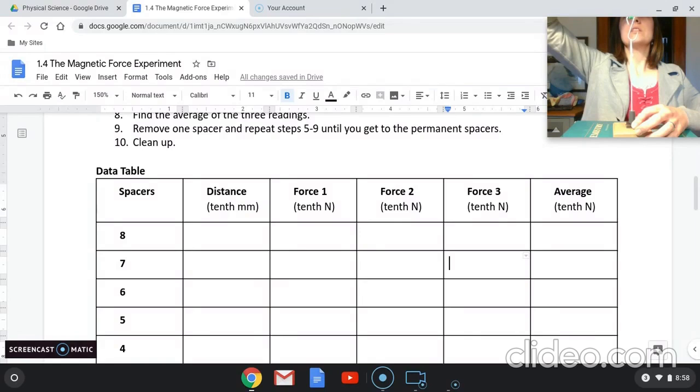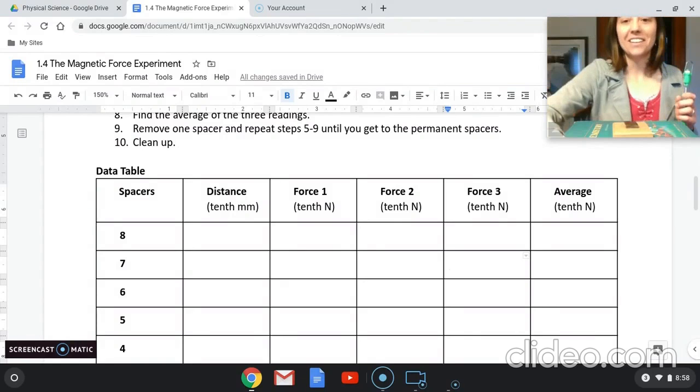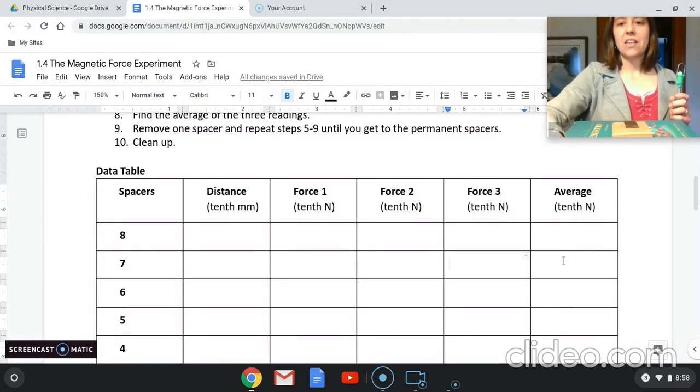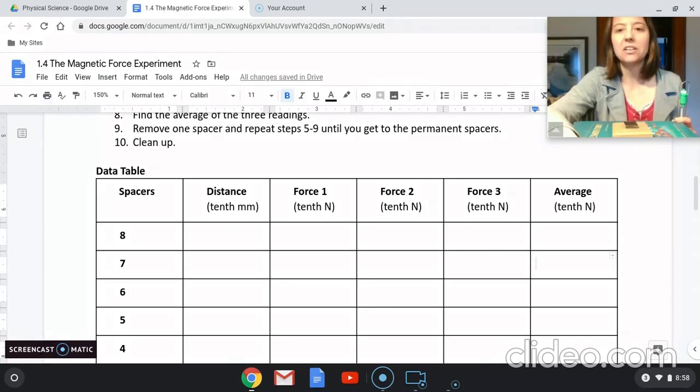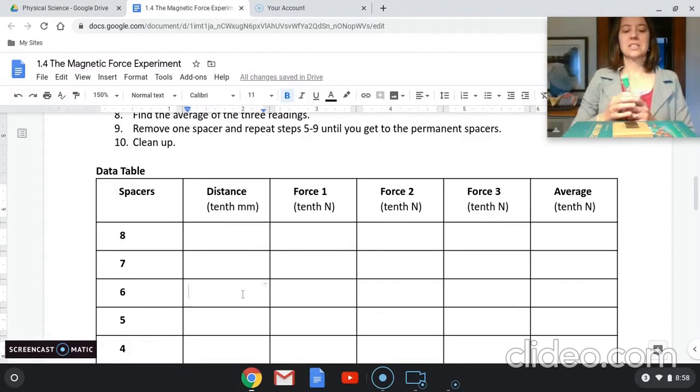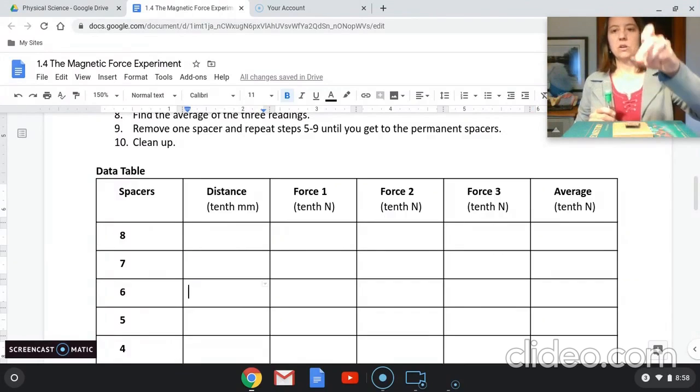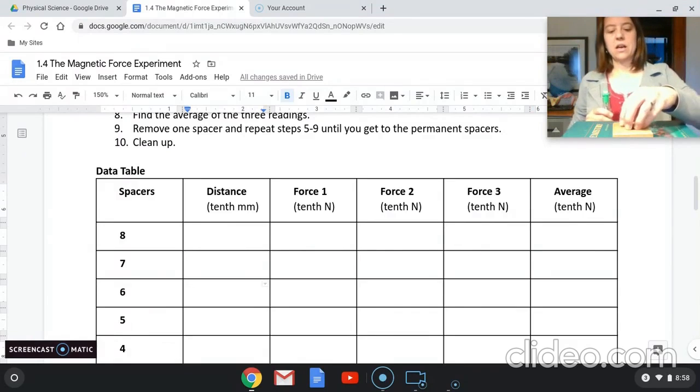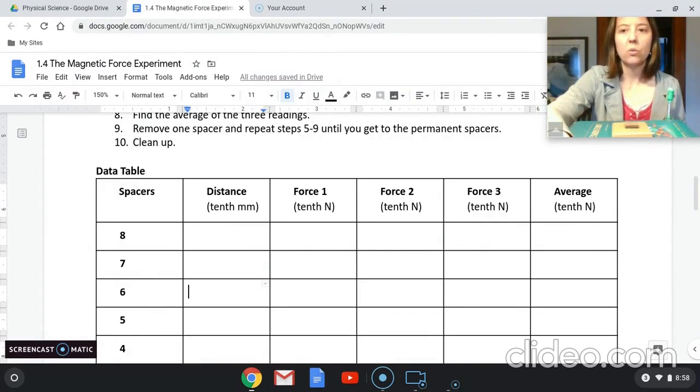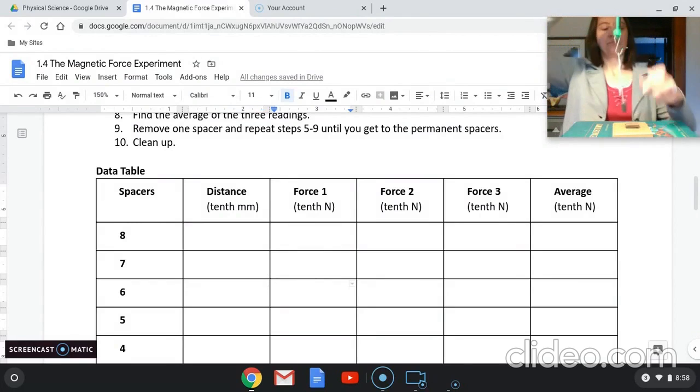0.4, 0.5, 0.6, 0.7. So 0.7, and then to get our average, we're going to do 0.7, 0.7, 0.7, all added together, divided by 3, and then make sure you have the unit newtons. And then we come down to 6. I'm going to remove 1 spacer. And then my distance would be 1.1 times 6. And then make sure to put units, millimeters there. And then force 1.